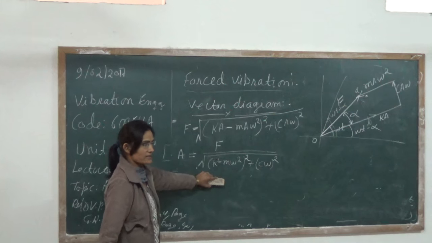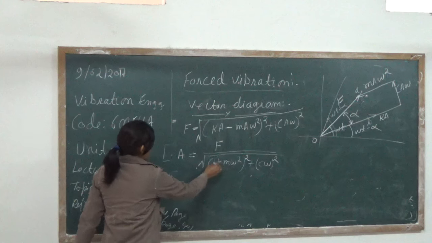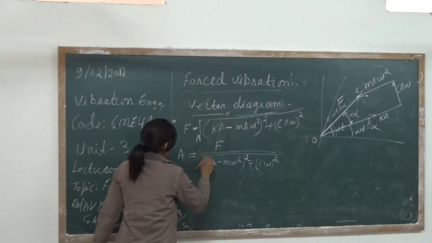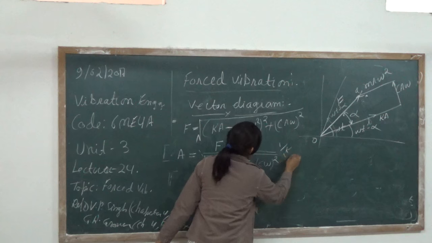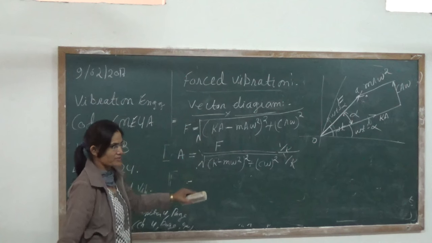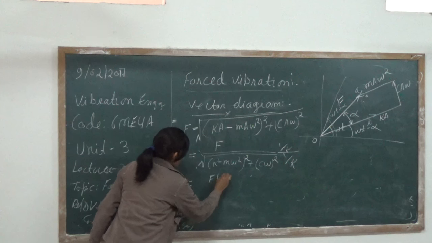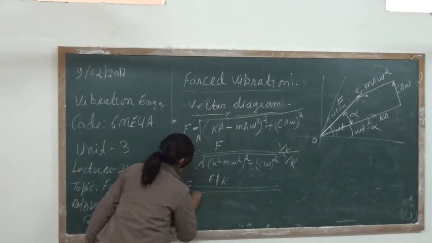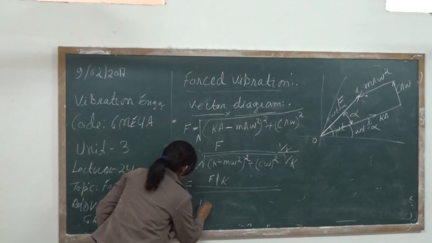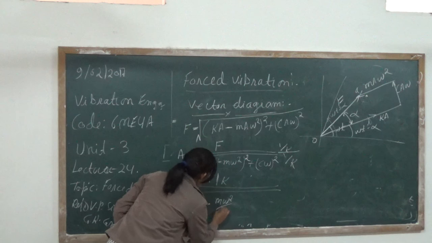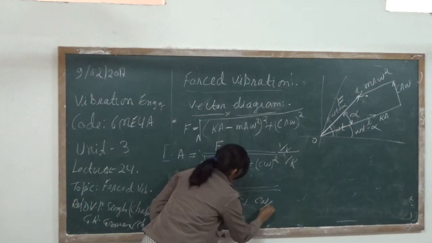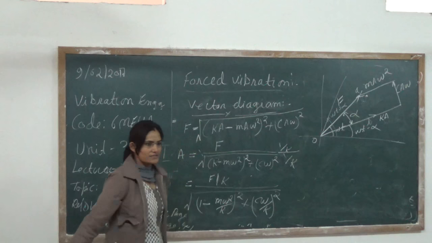Then if you take k outside and divide by k up and down, both numerator and denominator, then this equation becomes F by k divided by root of, k comes inside as k square, 1 minus m omega square upon k whole square plus c omega upon k whole square. Is that clear?